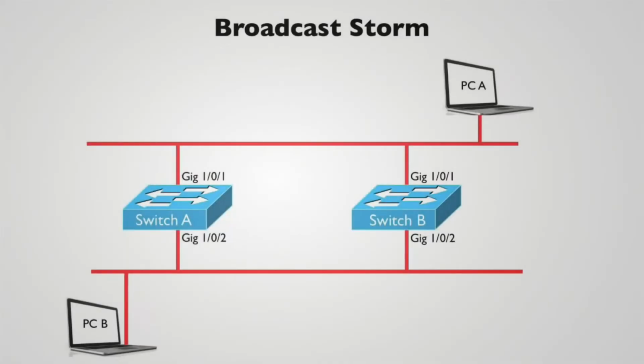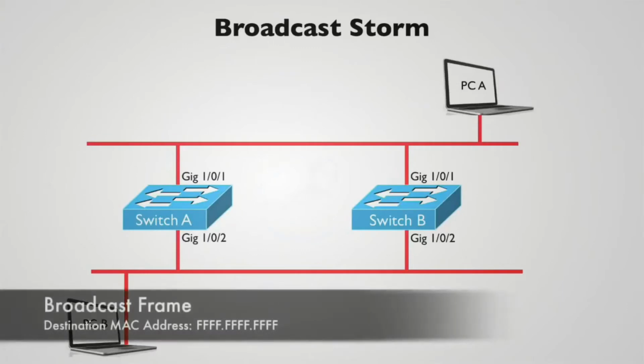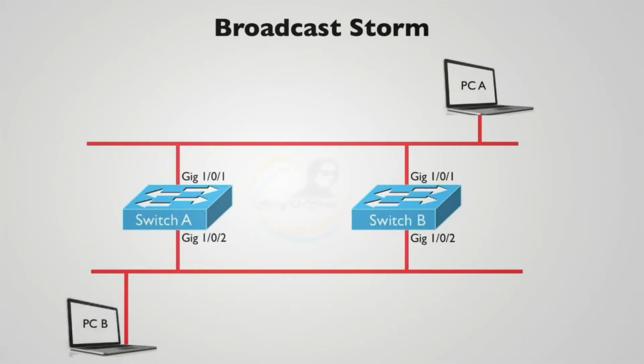Another really negative side effect that can occur if we have a layer 2 topological loop is a broadcast storm. Remember what a broadcast frame looks like? That's where the destination MAC address in hexadecimal is all Fs. Well, that MAC address is never going to be learned by a switch. So what does a switch do when it receives an unknown unicast or a broadcast frame? It floods it, doesn't it? It sends it out of all of the other ports, all of the ports on the switch other than the port on which the frame was received.